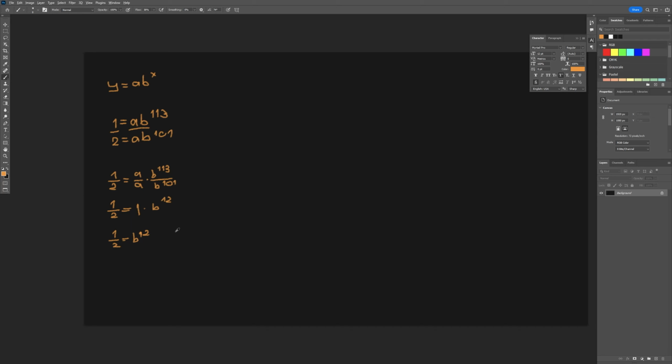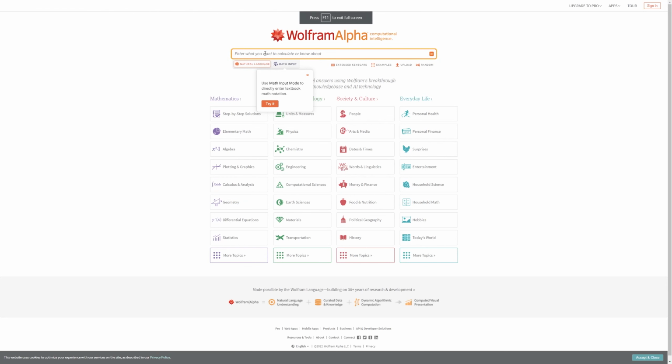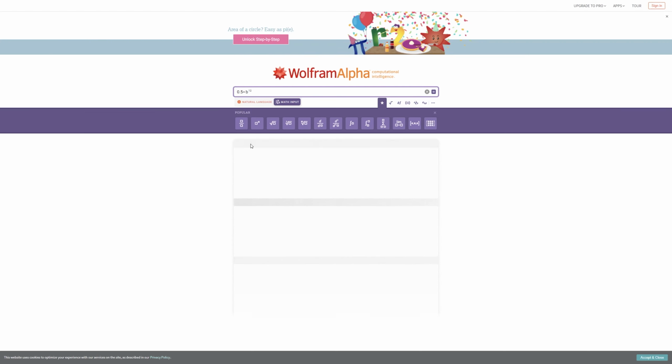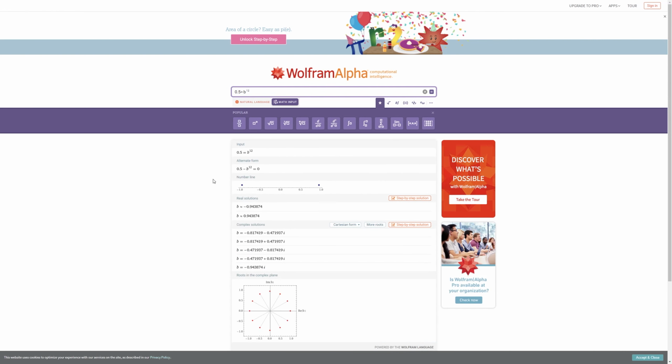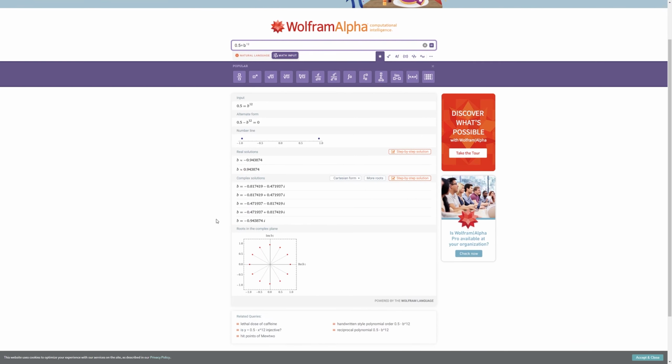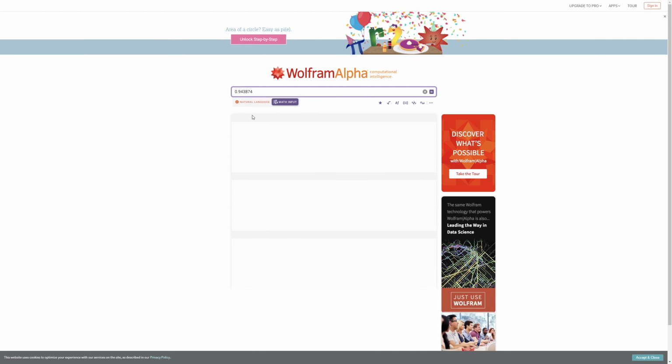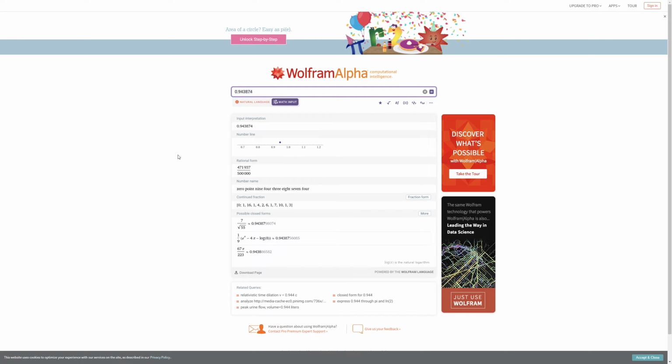And okay, let's find a solution for this. Let's go to WolframAlpha. Equals, I'm going to do this input, b to the power of 12. Let's see a solution for this. Real solutions. Yeah. I like this number here. So this is what we are going to go with. So it's 0.943874.